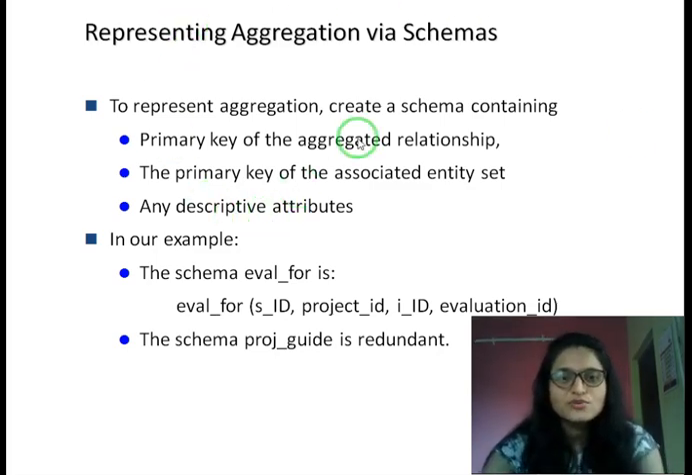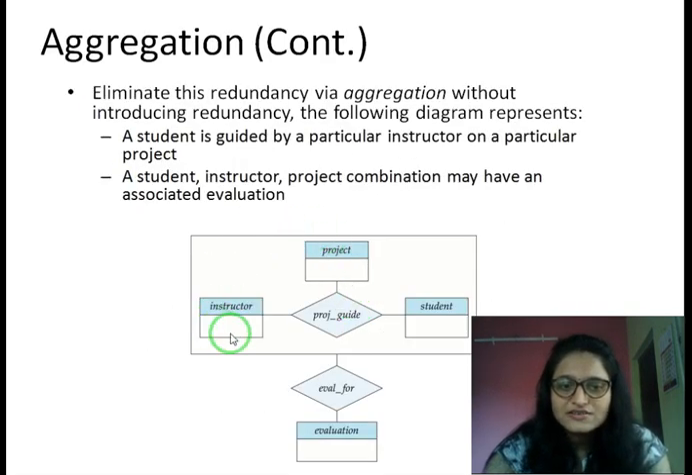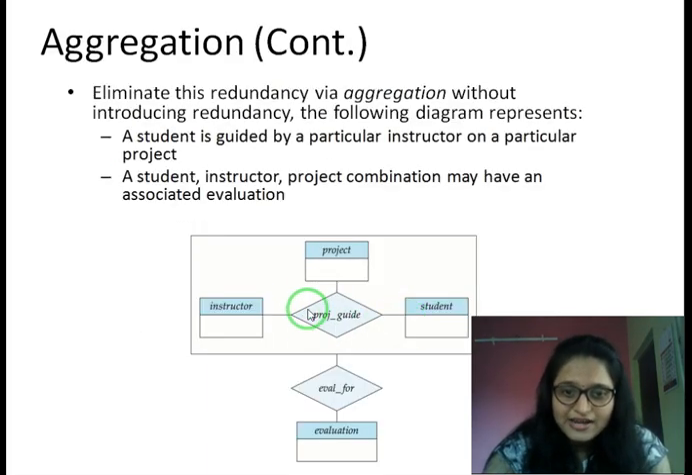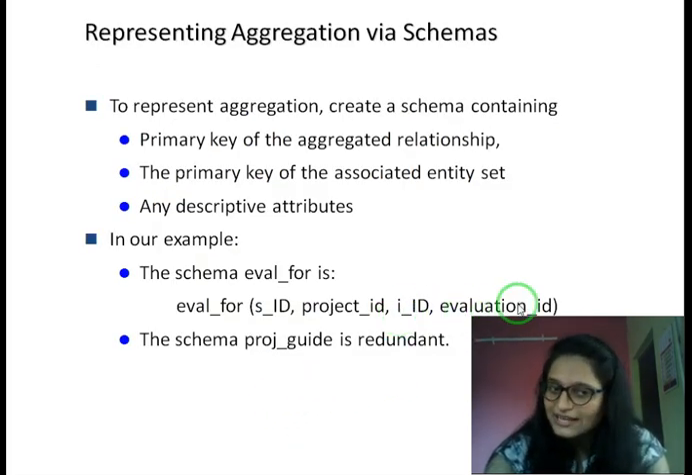Let's see. To represent the aggregation, create a schema containing the primary key of the aggregated relationship, the primary key of the associated entity set, and any descriptive attribute. So dear student, for this we make S_ID, I_ID, and project_ID, all the primary keys of these three entities that form the abstract entity, which come up in evaluation for, and the entity for the evaluation is evaluation_ID. So we make one relation.